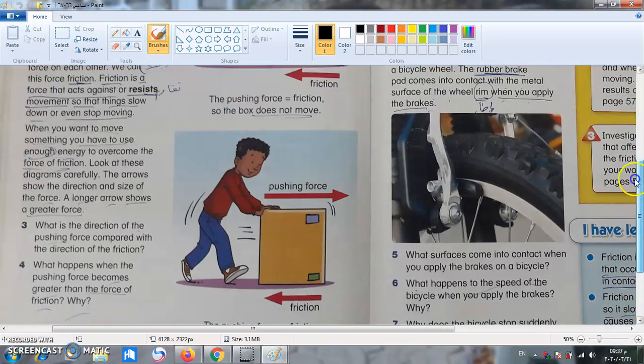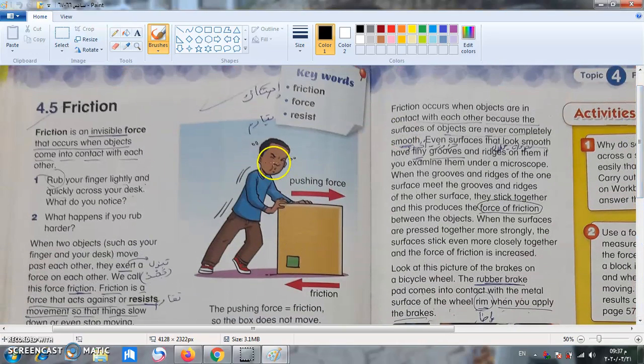Our lesson today is about friction. What does the word friction mean? It means احتكاك يا شباب. The keywords: friction, force, القوة, resist, okay?